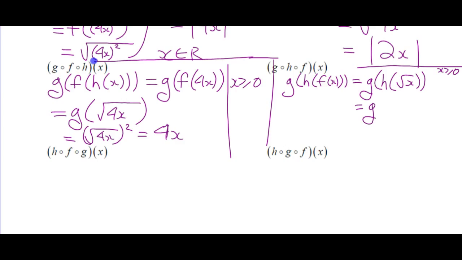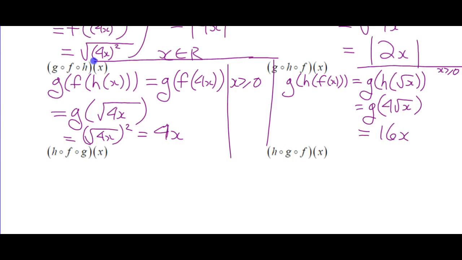Okay, so that's g of, what does h say to do? Multiply it by 4, right? So now we have 4 times the root of x. What does g say to do? Square it. So what do we end up with? 16x, as long as x is greater than or equal to 0.